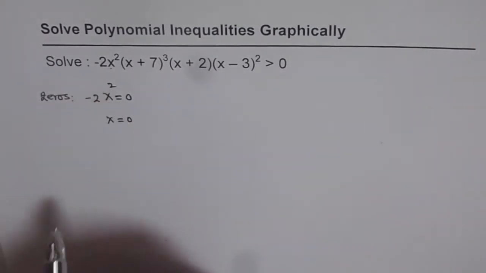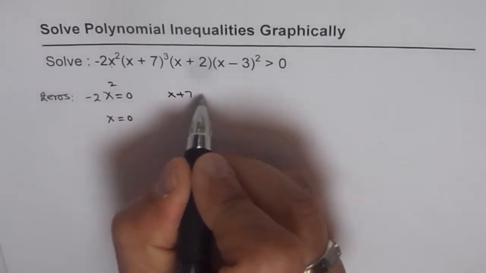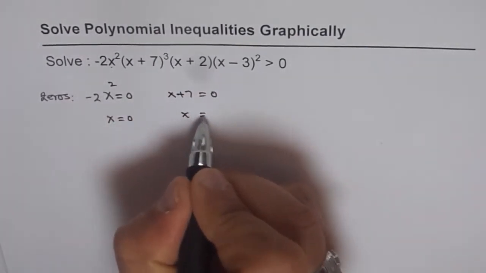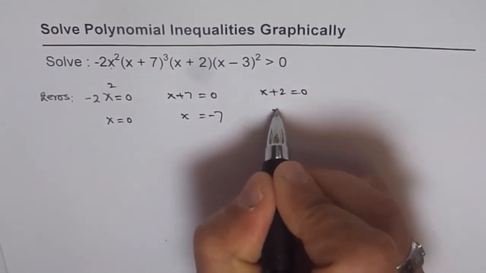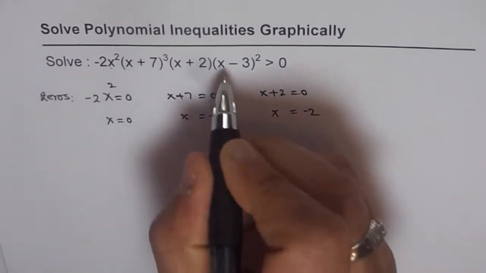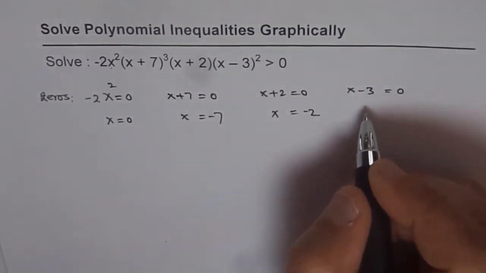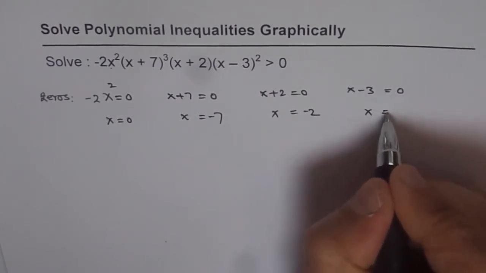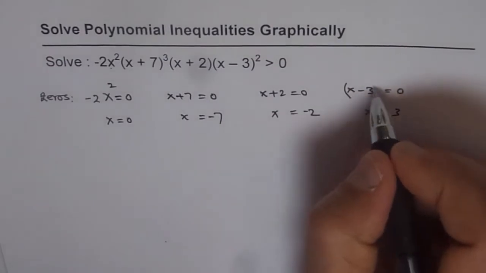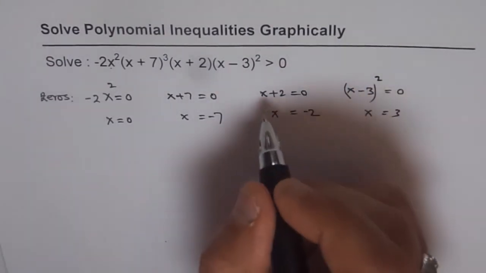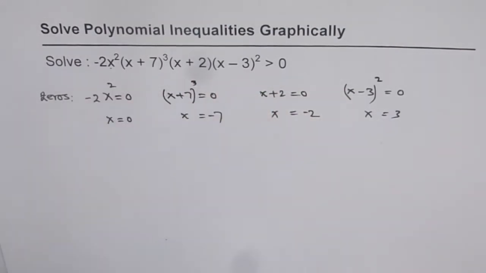So minus 2x square equals 0 gives me x equals 0. The next factor is x plus 7 equals 0, x equals minus 7. Then we have x plus 2 equals 0, gives us x equals minus 2. And the last one is x minus 3 equals 0, and that gives us a zero at x equals 3, right? It's a good idea here to write these factors with their degrees. So we have degree 2 there, degree 3 there, and degree 2 there, right?